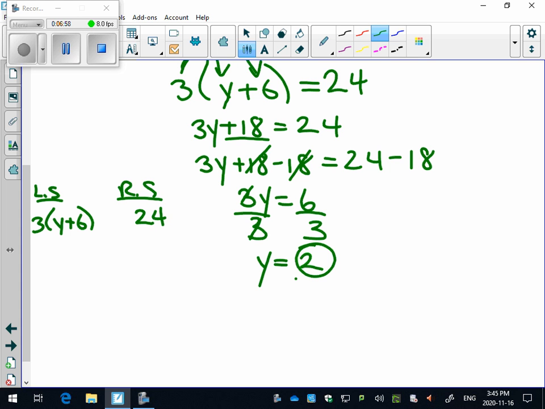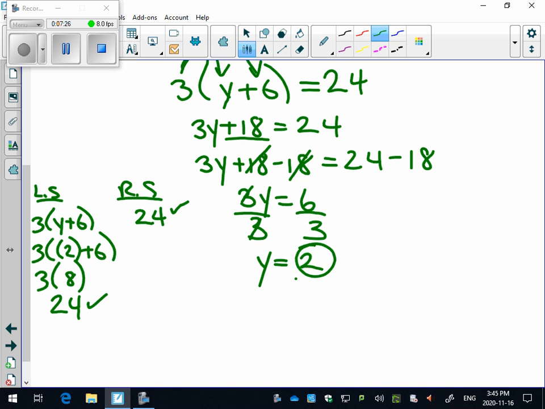So when we do it this way, we have 3, another set of brackets to show substitution, and 6. And we know we have to do inside the brackets for our order of operations. So we have 8, and that's 3 times 8, and 3 times 8 is 24. Left side equals right side, and we're off to the races again.